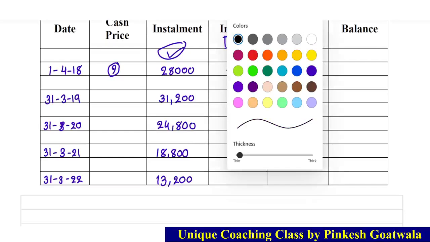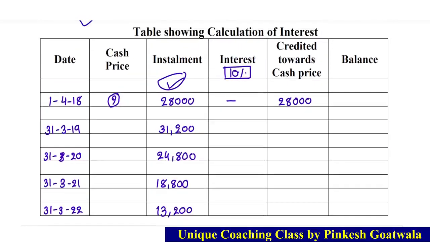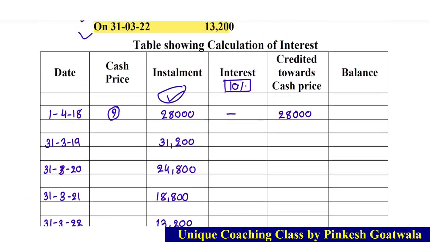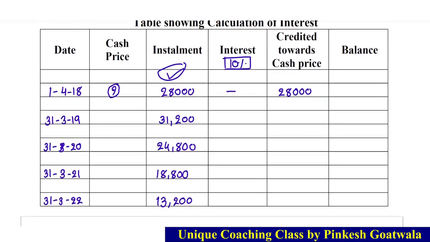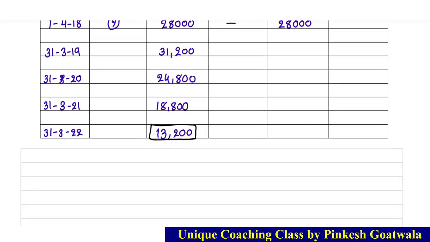So let's find out this. So what is our last installment? Our last installment is 13,200. Okay, it is our last installment, and the rate of interest is 10%. So let's put this step. So here let's show the calculation.